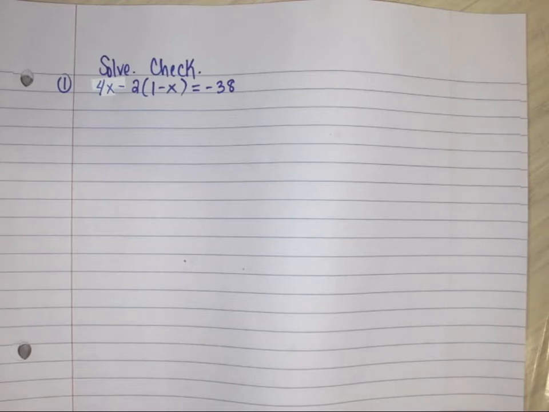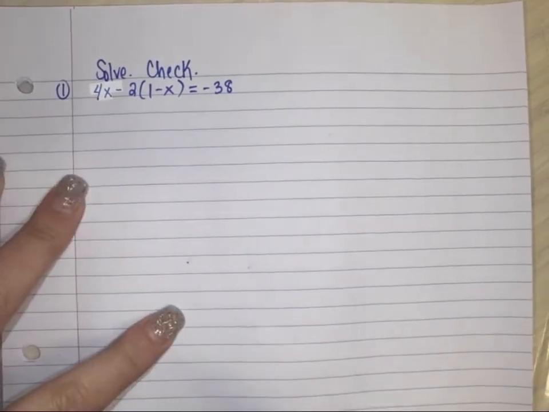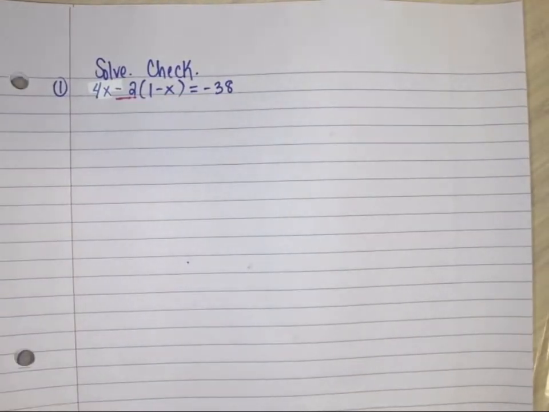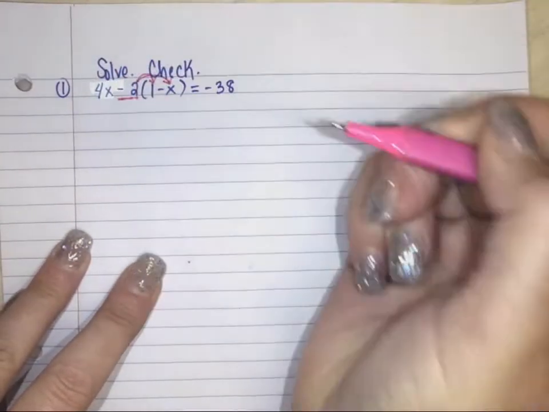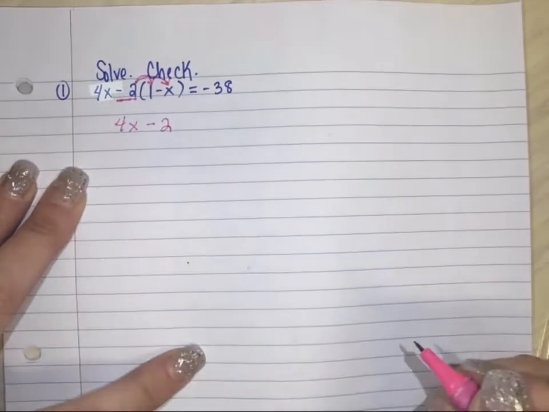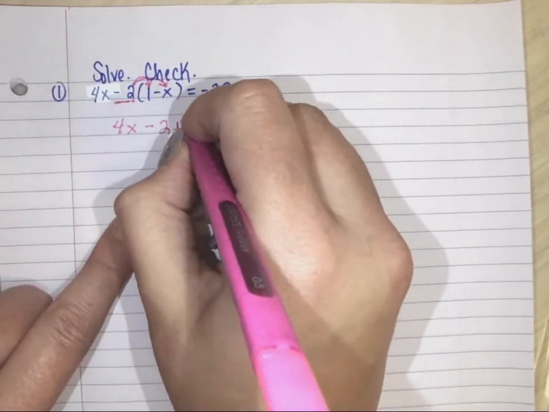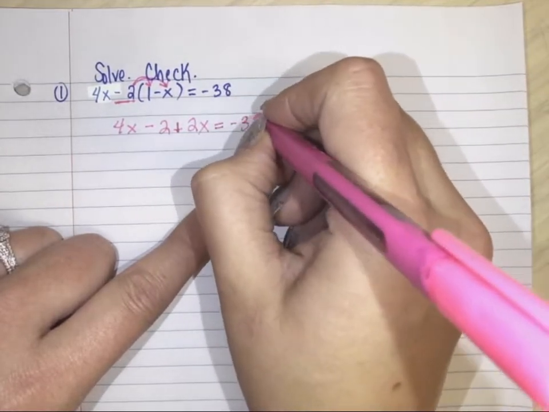So the first thing, and please be careful, I'm going to make a very important point, and you're going to feel like I'm insulting your intelligence. However, I see a very common mistake here a lot. So notice that the 2 has a minus sign or a negative sign in front of it, so it's considered negative 2. When you distribute, I would go ahead and take that negative sign with it. So this is going to give you 4x minus 2, and then negative 2 times negative x, positive 2x. And then equals negative 38.